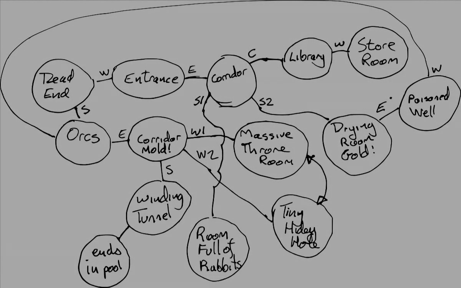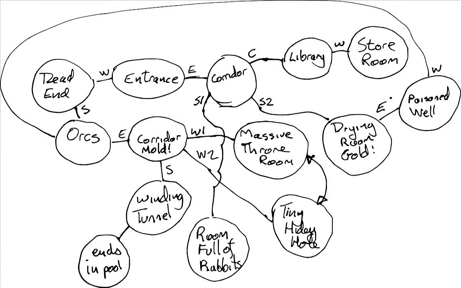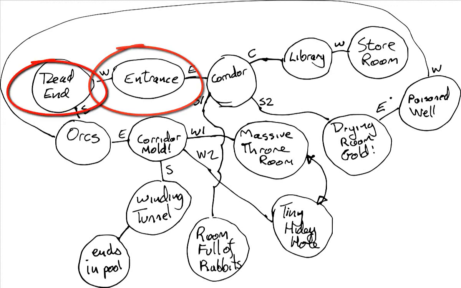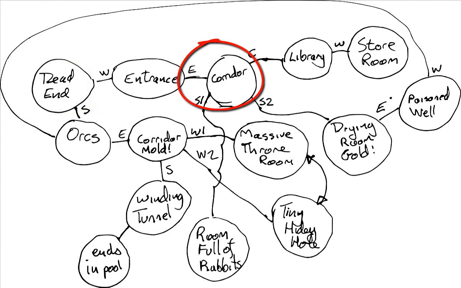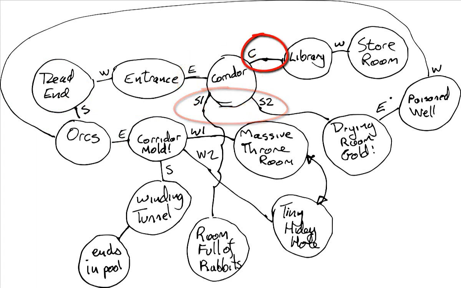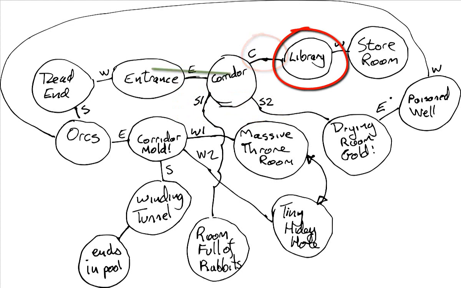So here is a map of ideas that happens to be a dungeon too. The entrance has two exits, east and west. The west door leads to what appears to be a dead end, but there is a door in there too that leads south, and that leads through to a room where there are orcs. To the east was another corridor which had three exits, two south and one which was concealed. The concealed exit led to a library.